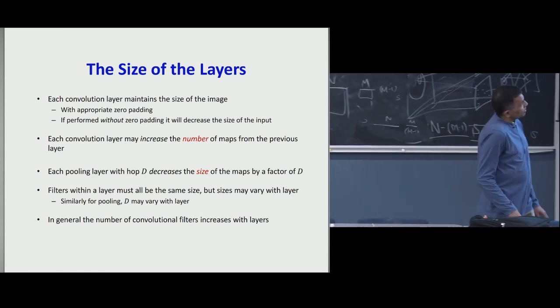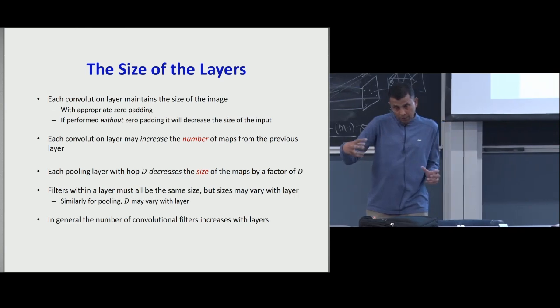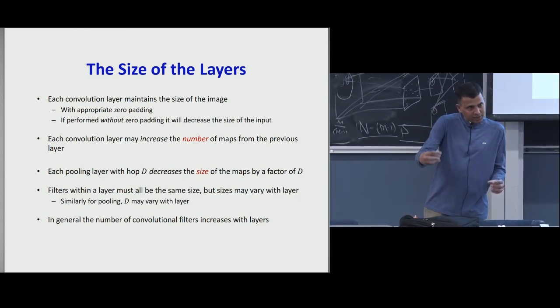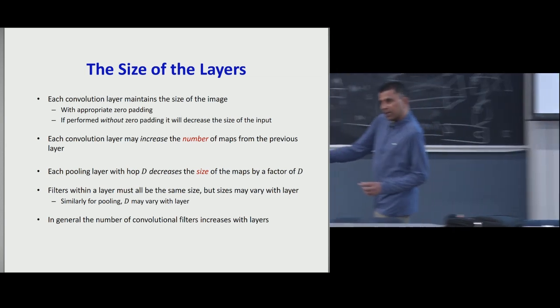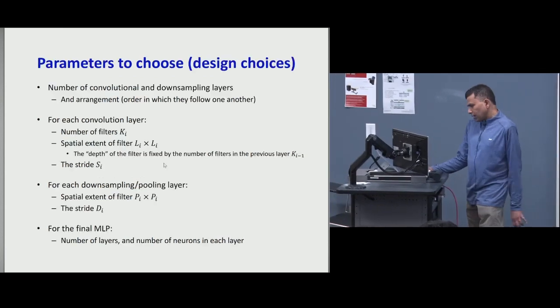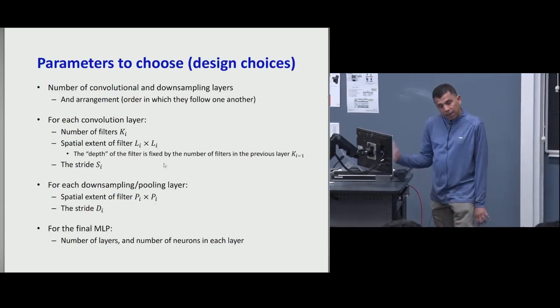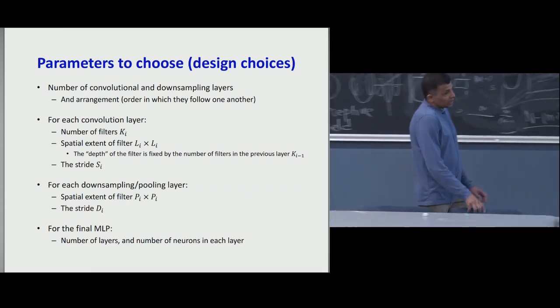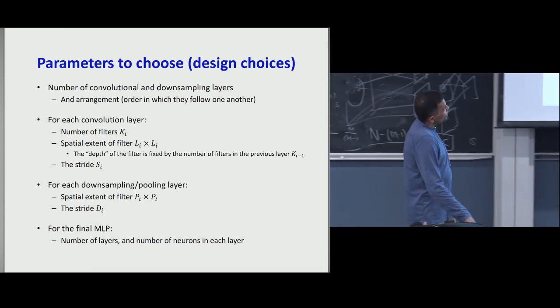Each pooling layer with a hop D decreases the size of these maps. The number of planes remains the same. The area decreases, and so that downsampling is going to reduce the size of the images.